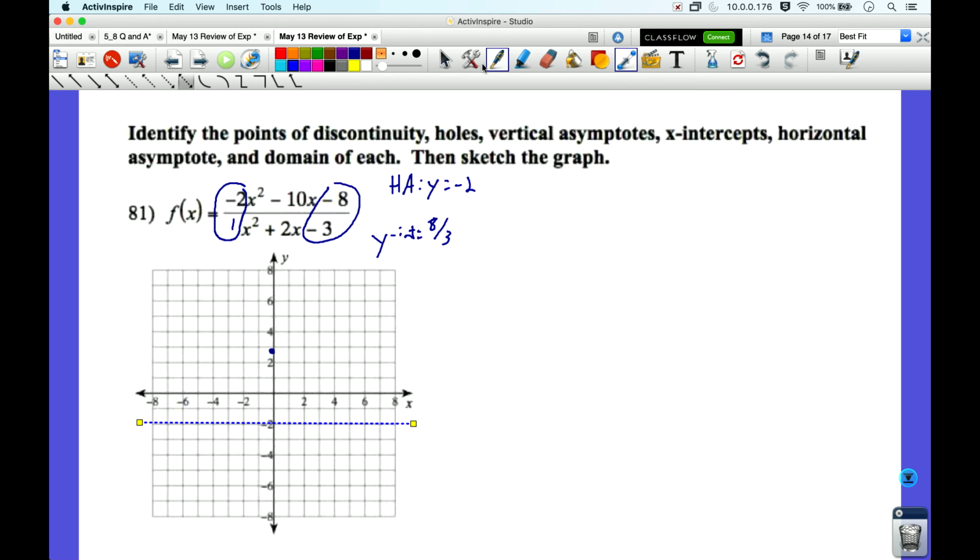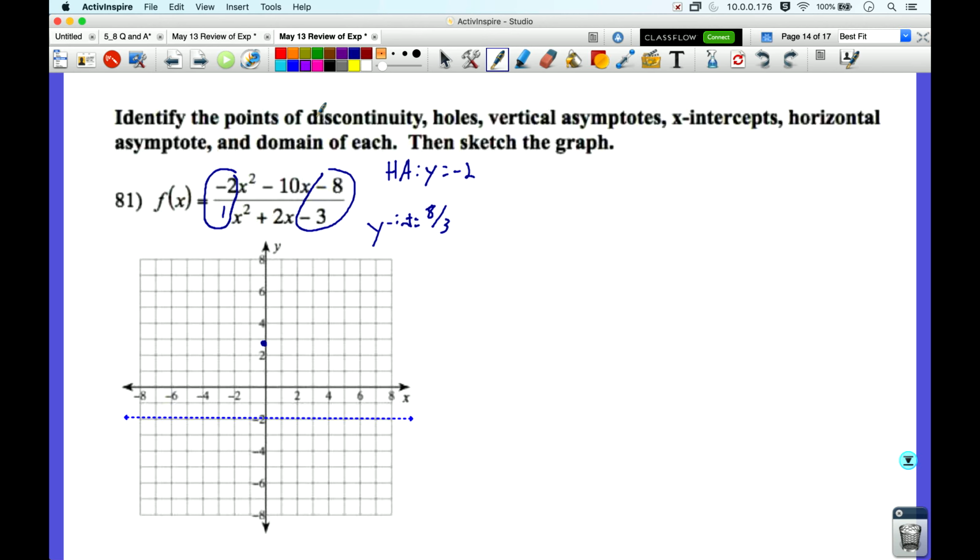All right, now to figure out other features, we do have to factor the top and the bottom of this. So let me see. I can take a negative 2 out of the top, leaving behind an x squared plus 5x plus 4. And on the bottom, this is ready to be factored into two numbers that multiply to be negative 3 but add to be 2, which are a positive 3 and a negative 1.